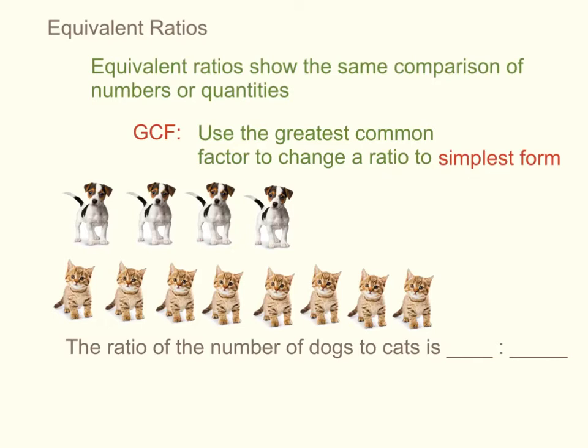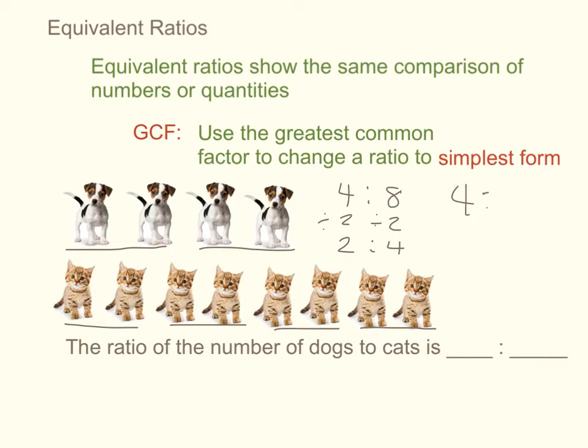So if I just count the number of dogs and cats here, because my question says what is the number of dogs to cats? Well, just by counting, I have 4 dogs and 8 cats. So I could say the ratio is 4 to 8. I see that both of these divide by 2. So if I divide by 2, if I make groups of 2, I'd have 2 groups of dogs, and I'd have 1, 2, 3, 4 groups of cats. So I could write my ratio 2 to 4.